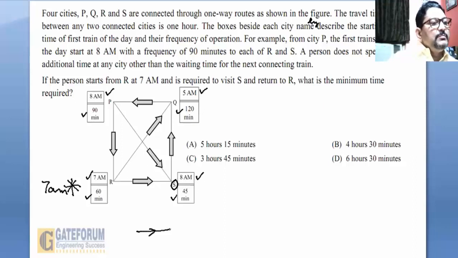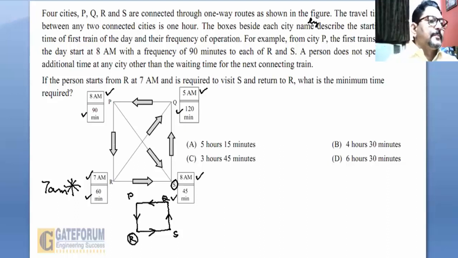So the only possibility is traveling upwards to Q. So from R goes to S and then has to go to Q. Now from Q cannot come back to R because this is a one way. So he has to travel to P. Nothing doing. And from P can come back to R. So this is the route that the person starting from R has to take.